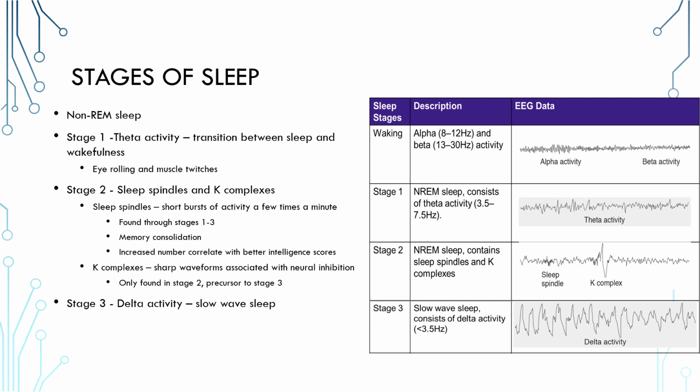This is where we finally see what's called delta activity. So this is slow wave sleep. Here we have a frequency of less than 3.5 hertz. What you'll notice is there's a lot of space between the ups and the downs on the readouts of the EEG. So there's not a lot of rapid activity here. It's all very slow activity.